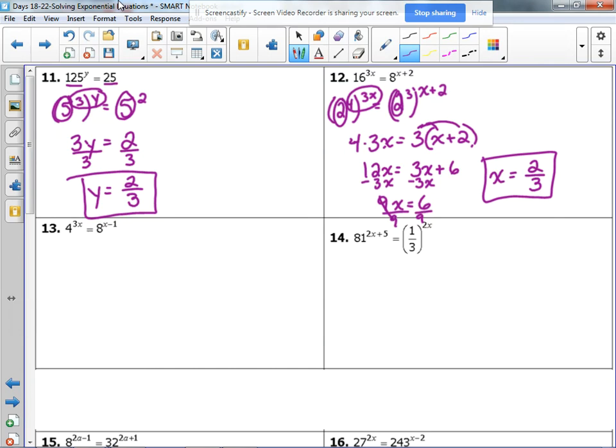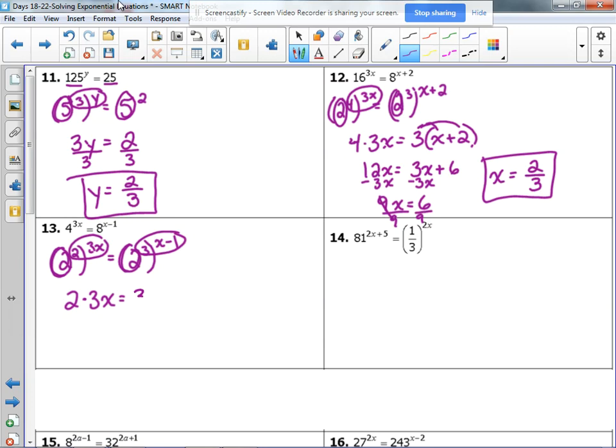Okay, let's look at number 13. Okay, we've got 4 to the 3x, 8 to the x minus 1. Again, don't fall into the trap. 4 times 2 is 8, but we're not multiplying. We've got to think exponents. These are both base 2. 2 squared is 4. 2 cubed is 8. We've got the same base.